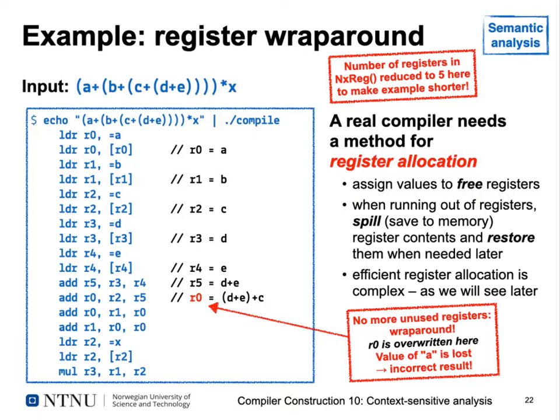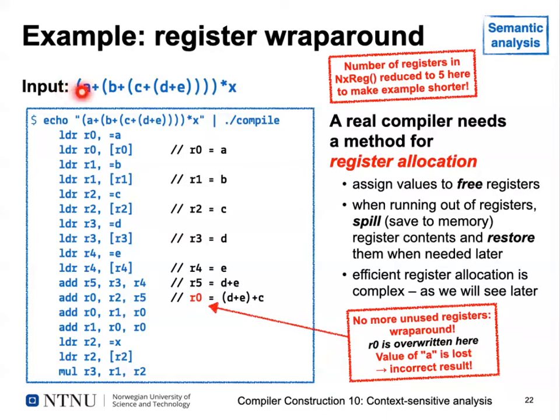So the other problem with using our very simplistic approach is that we would really run out of registers, because we only have 12 registers. And if these all continue to be used in very complex expressions, we would run the risk of overwriting some values. So here in our example, we have reduced the number of available registers in the nxreg function to 5 to make this example a bit shorter.